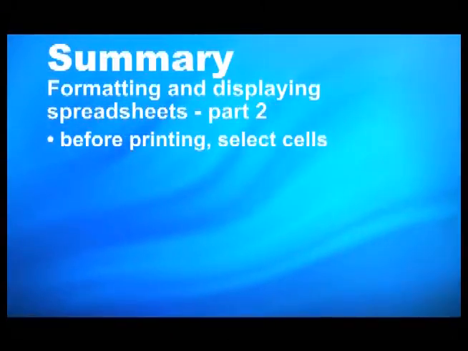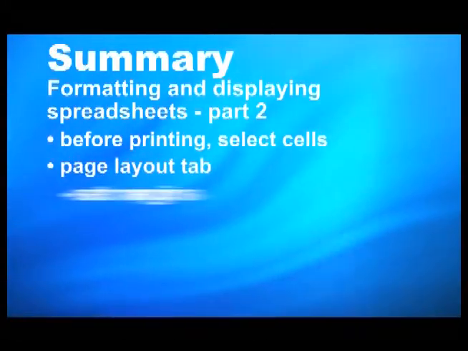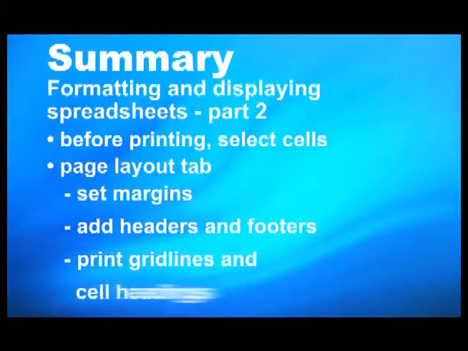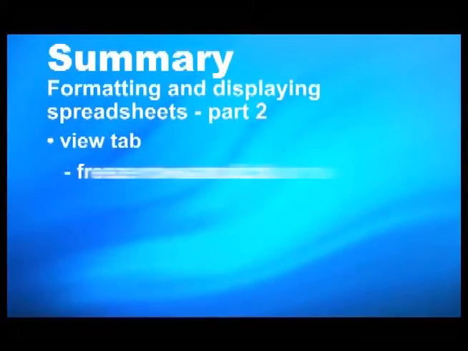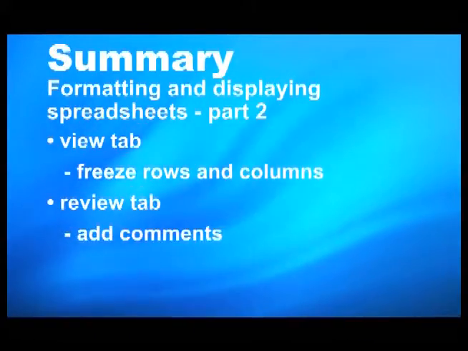Before printing, set the print area by selecting the cells you want to print. In the Page Layout tab, you can set margins, add headers and footers, and choose whether to print grid lines and cell headings. In the View tab, you can freeze rows and columns, so they are always displayed when you scroll around large worksheets. In the Review tab, you can add comments.